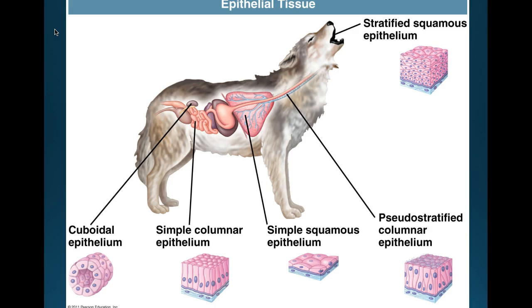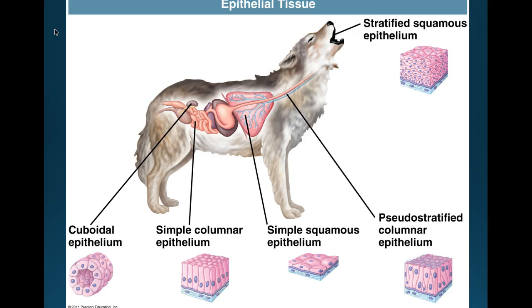Here is a picture with a wolf showing you that epithelial tissue can show up in different places and look slightly different depending on the layout. Now, something that you should know about epithelial tissue is that it's polarized. So there's two different kinds of epithelial tissue depending on where it's located.